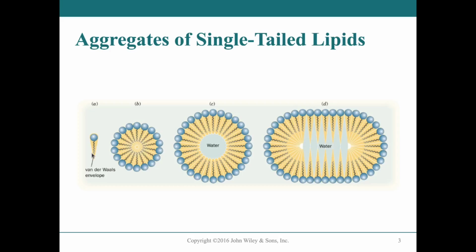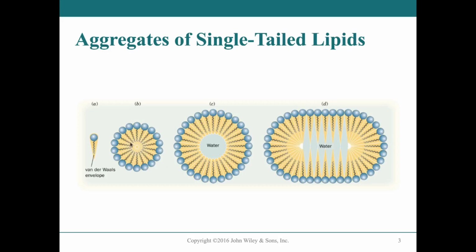Now, we have lipids that have one tail or two tails. One type of lipid is the one-tailed lipid. If you look at the structure of a single-tailed lipid, you will see this is the polar head, which is relatively larger, and then this is the hydrophobic tail, a single hydrophobic tail. And if you look at their shape, it is conical. In a three-dimensional view, this is a conical shape.